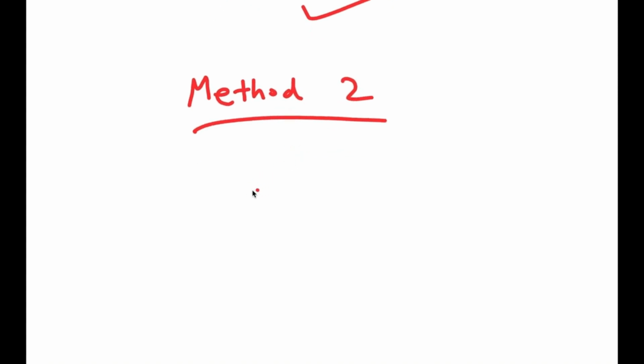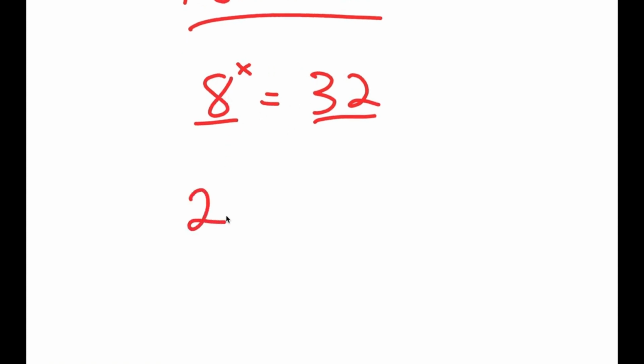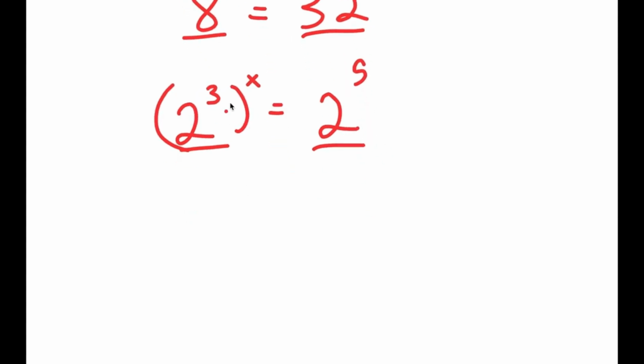So for the second method, we have the same equation, 8 to the power of x is equal to 32, and this is a simpler method. For this method, I'm actually just going to start by rewriting these two numbers. 8, I'm going to rewrite as 2 to the power of 3, and 32, I'm going to rewrite as 2 to the power of 5. So I'm rewriting both of these as the same bases, which now makes them much easier to solve.